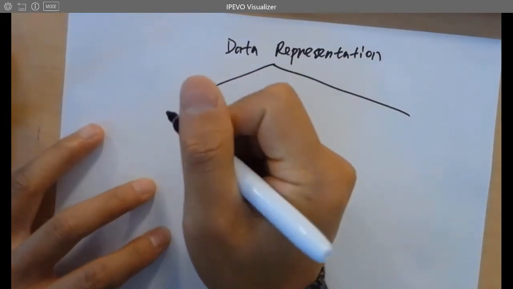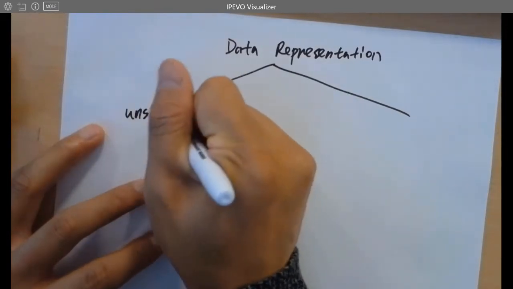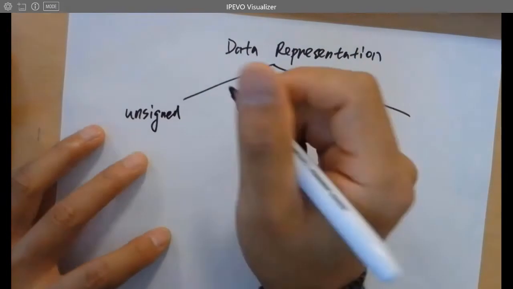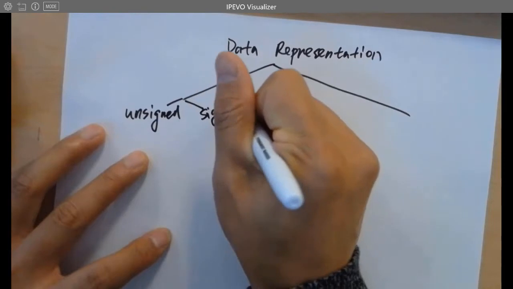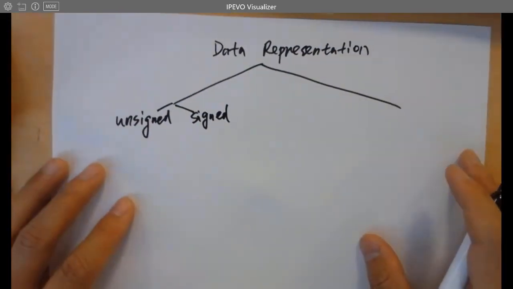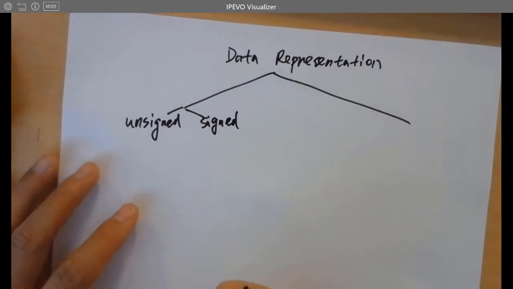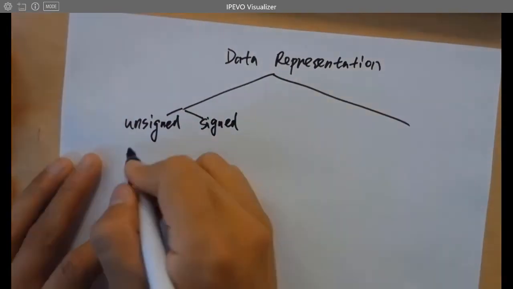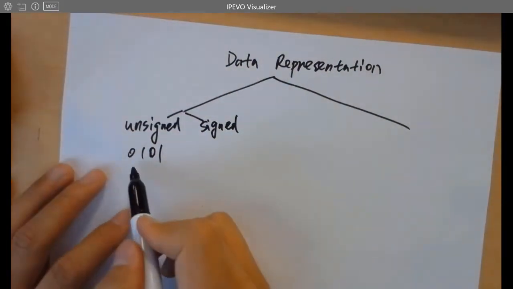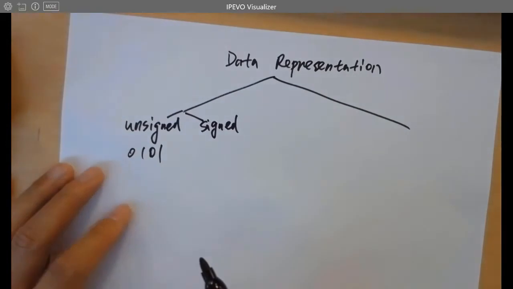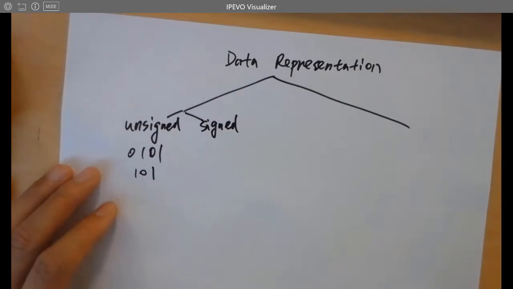Data representation. You have unsigned and signed, two types of binary numbers. For unsigned, this is what we just learned last week. So like 0101, we never care about the sign. What is this? This will be 5, and this will be 5 as well, right? We never care about the signs.